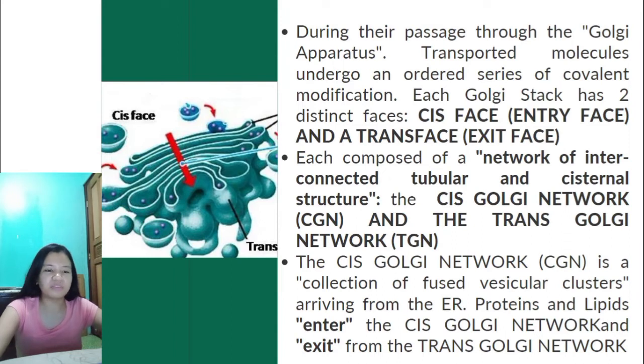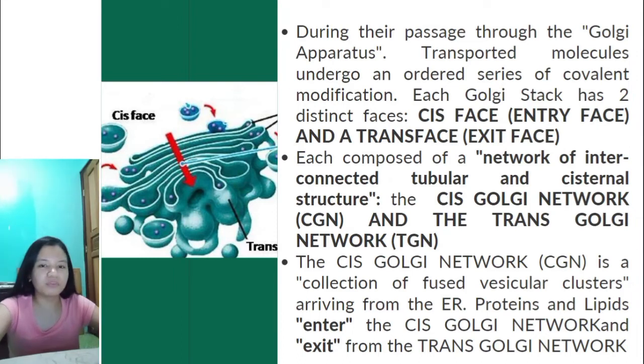So, tandaan natin na si cis phase, entry phase, si trans phase, exit phase. Then, meron silang dalawang network, which is si cis-Golgi network, and then si trans-Golgi network. So, si cis-Golgi network, collection siya ng mga fused vesicular clusters, which is galing siya sa ER. So, yung mga proteins and lipids daw nag-enter sila sa cis-Golgi network and then nag-exit sila sa trans-Golgi network. Meaning na si cis-Golgi network, dyan papasok si cis phase and then si trans-Golgi network dyan papasok si trans phase.